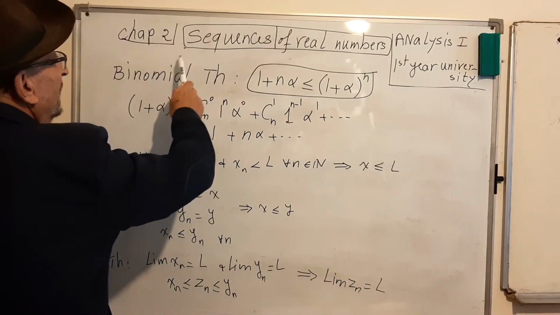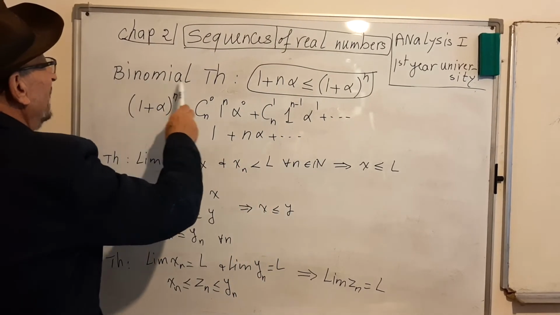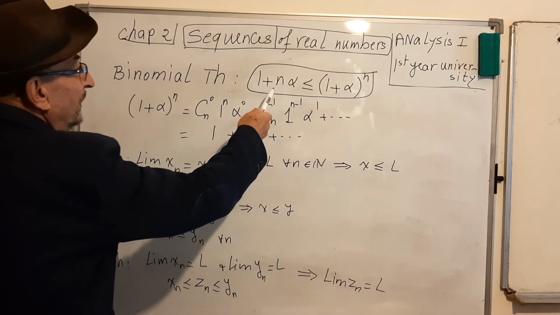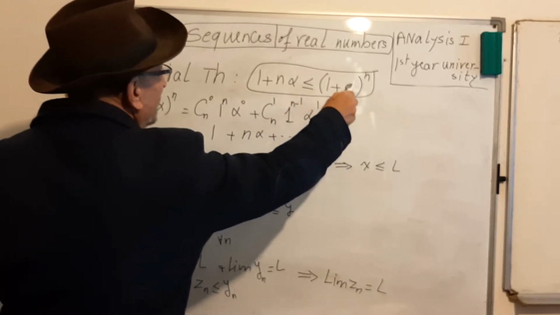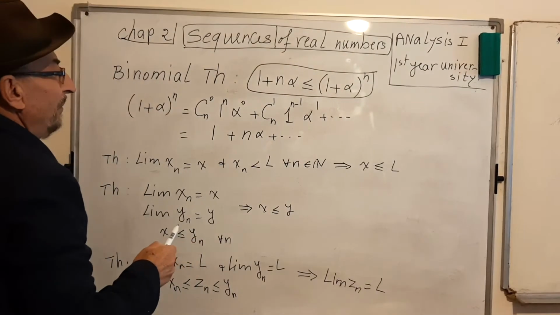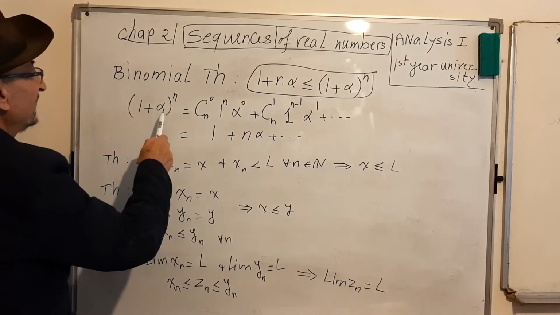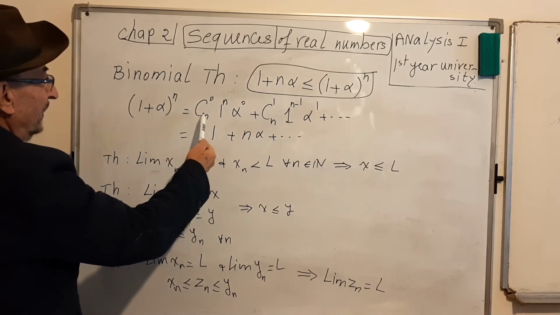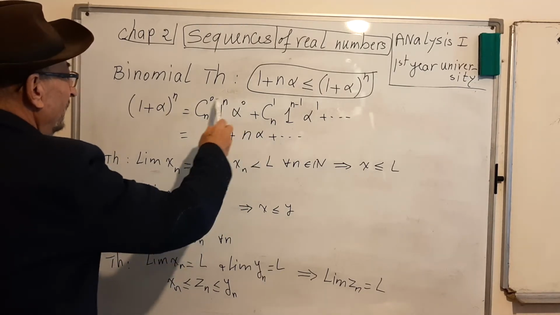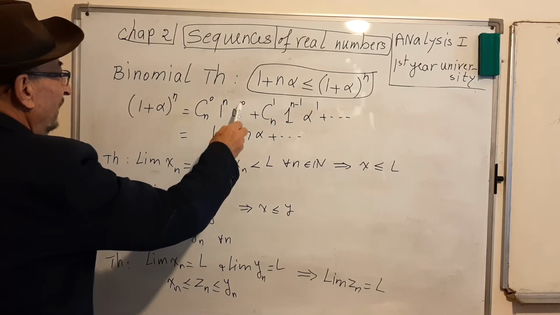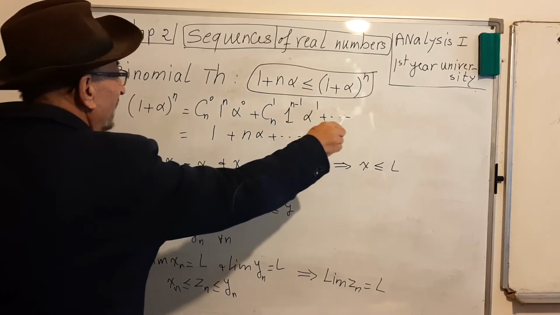Now, for the sequences of real numbers, we use the Binomial Theorem. 1 plus n alpha is less than or equal to (1 plus alpha) power n. The binomial formula is (1 plus alpha) power n equals Cn0 1 power n alpha 0 plus Cn1 1 power n minus 1 alpha 1 plus Cn2 1 power n minus 2 alpha 2 plus etc.